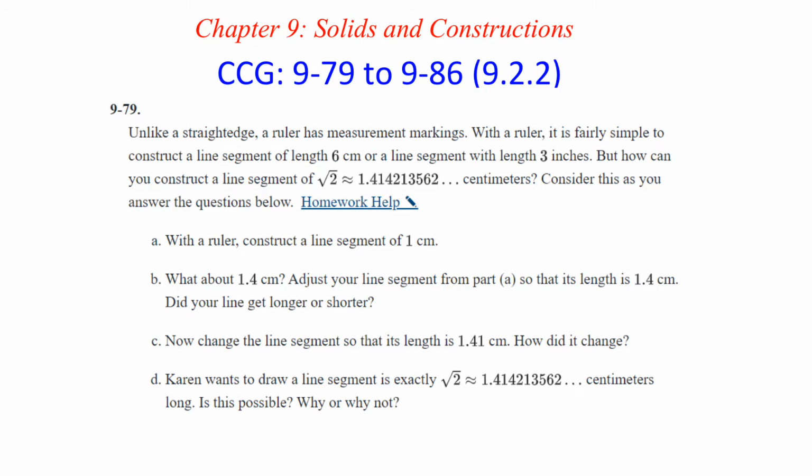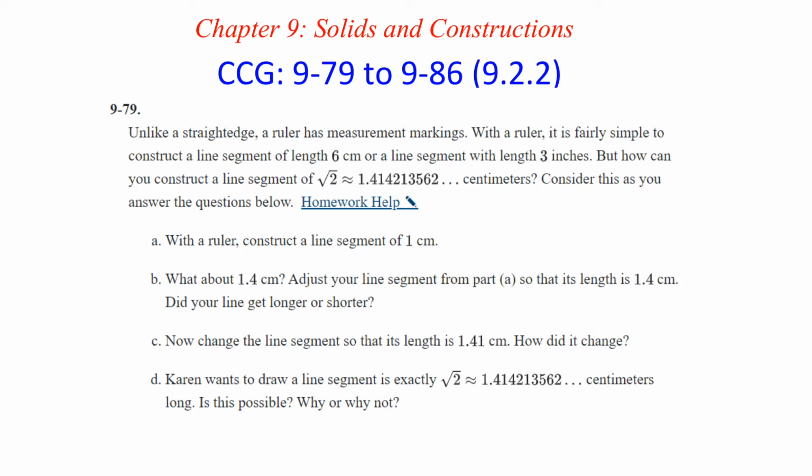Welcome to Chapter 9, homework questions 79 through 86. Question 79. Unlike a straight edge, a ruler has measurement markings. With a ruler, it is fairly simple to construct a line segment of length 6 centimeters or a line segment with length 3 inches. But how can you construct a line segment of the square root of 2? Consider this as you answer the questions below.